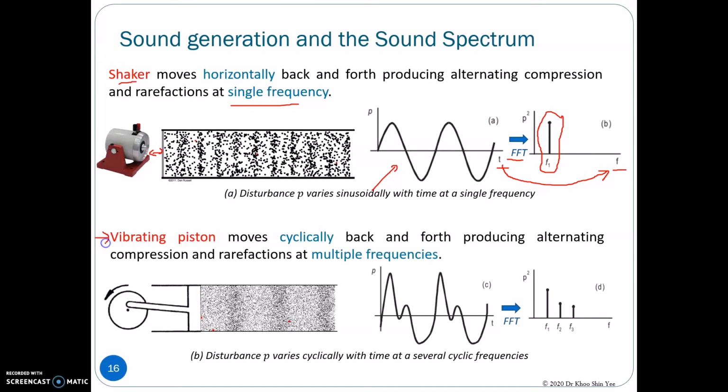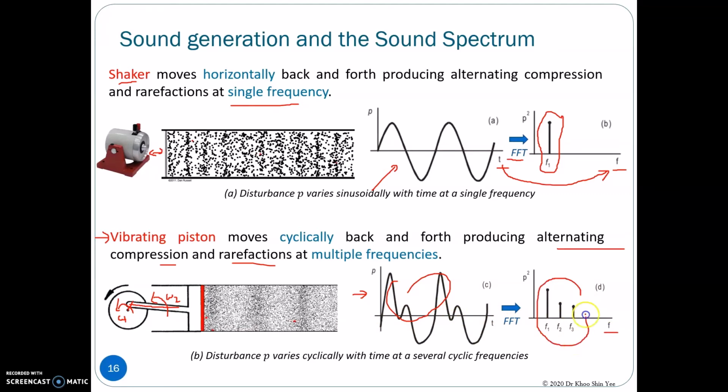In the second example, the vibrating piston moves cyclically in a reciprocating manner. So you can see there is multiple frequency 1 and multiple frequency 2. In this case, the alternating compression and rarefaction is produced at multiple frequencies. If we plot the time domain signal, we obtain a more complicated signal, and if we convert it to the frequency domain, we see several cyclic frequencies in the sound spectrum.